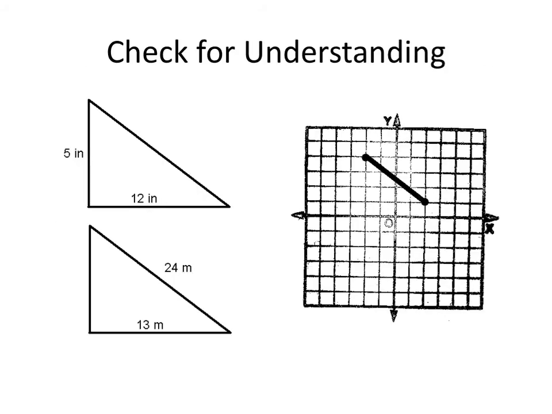Okay? And here's your check for understanding. You have 2 right triangles over on the left. The first one, you're trying to find your hypotenuse. The second one on the bottom, you're trying to find one of your legs. And then your graph, you're trying to find the length of that, which is going to end up being your hypotenuse.